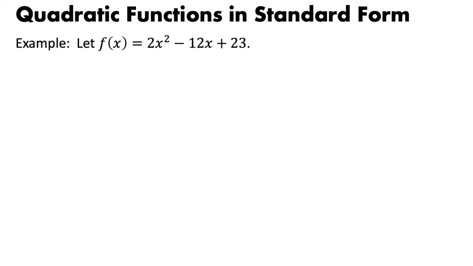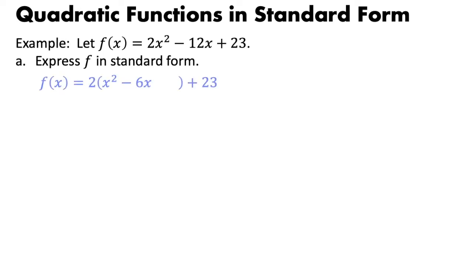Let f(x) = 2x² − 12x + 23. We are asked to express f in standard form. First, we need to complete the square by pulling out the leading coefficient. Then we take half of −6, square it, and add it inside the parentheses. But technically, we've added 9 times 2, so we need to subtract 9 times 2. If we simplify, we get 2(x − 3)² + 5.